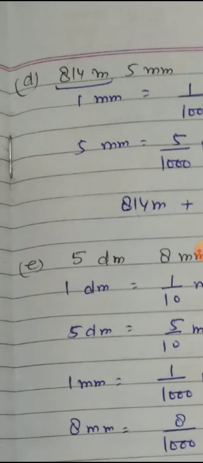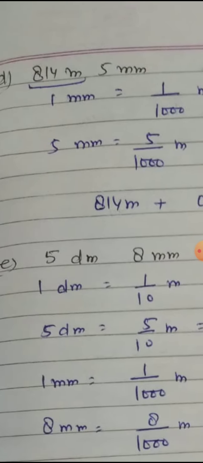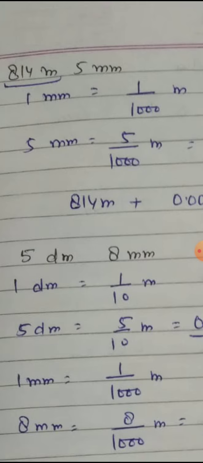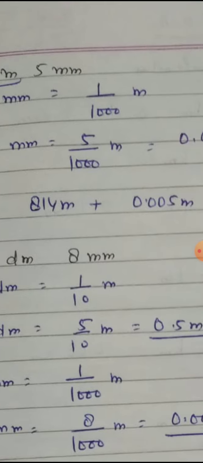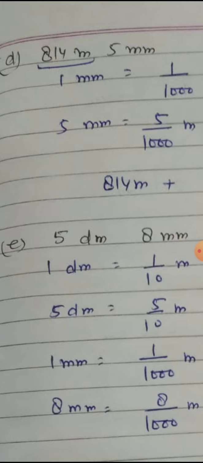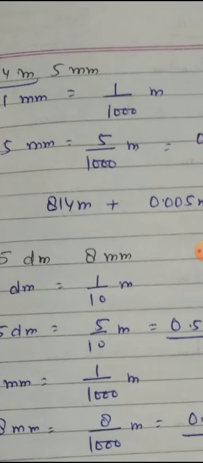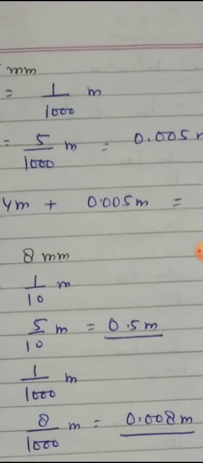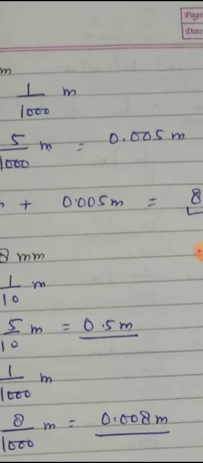Now this is the number and you are going to convert this number into meter. 814 meter 5 mm. 814 meter is already in meter. In this case you have to convert only 5 millimeter into meter, so leave this 814 meter aside. Now convert this millimeter into meter. You know very well 1 millimeter is equal to 1 upon 1000 meter, and 5 millimeter is equal to 5 upon 1000 meter. After converting this number, you will get 0.005 meter.